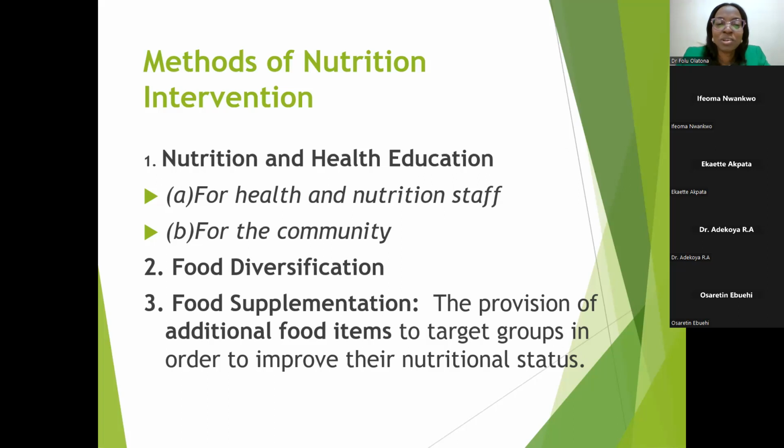And then we train the community, the members of the community, they must be educated too. And remember that the components that affect nutrition are not just food. Even health status affects nutrition. So that's why we talk about nutrition and health education.